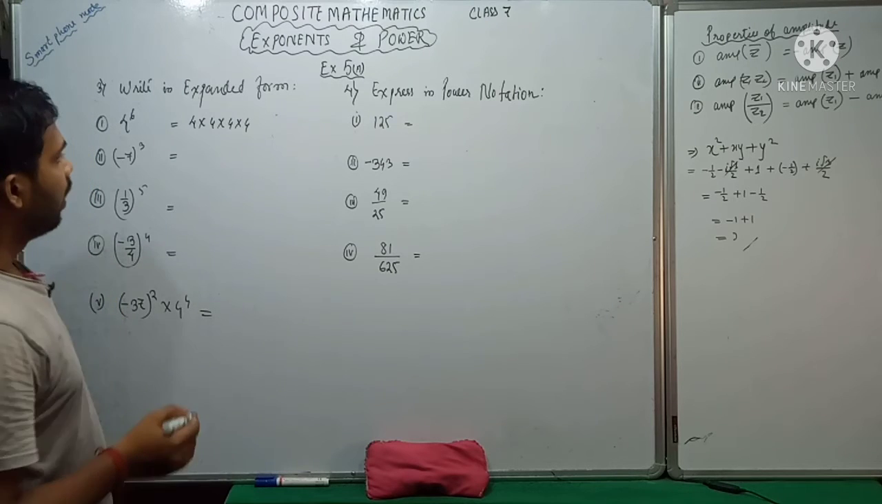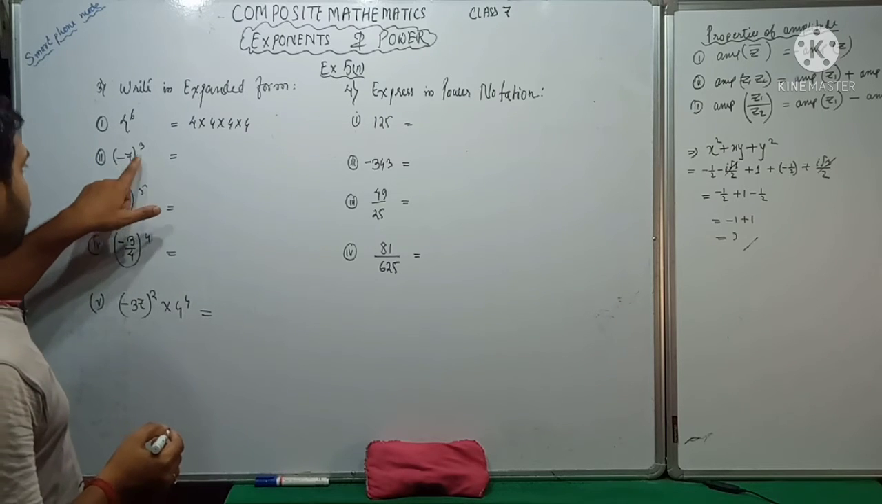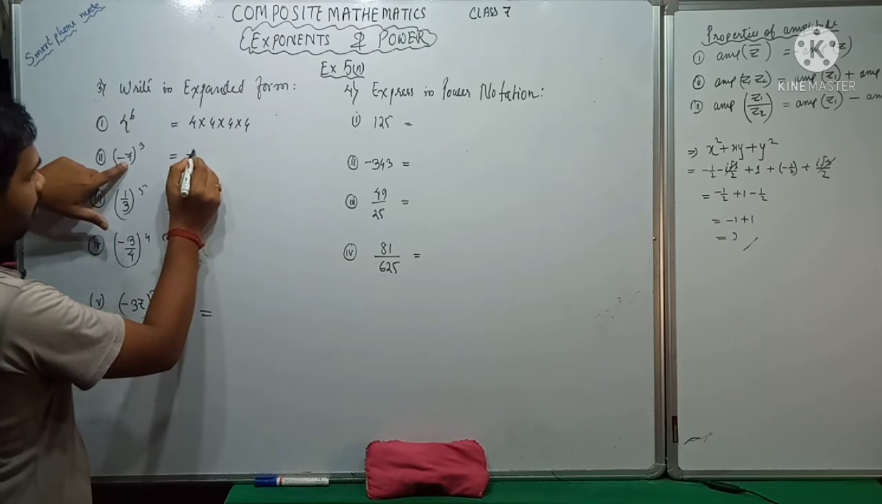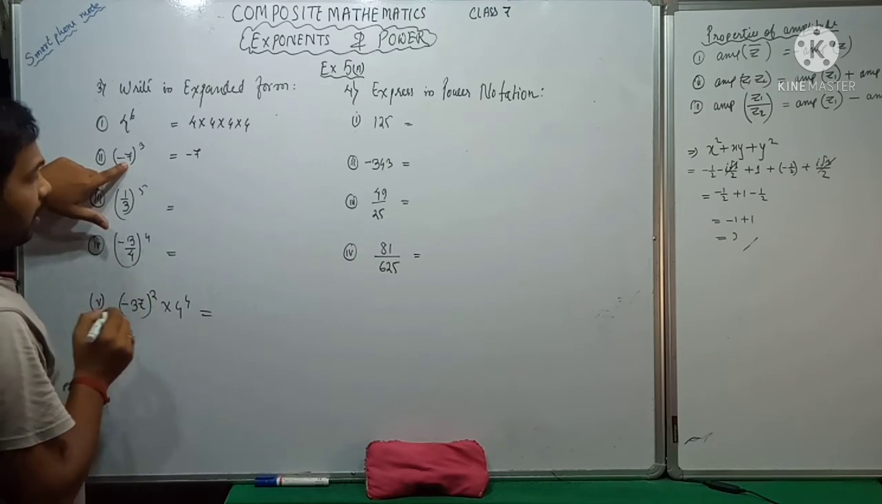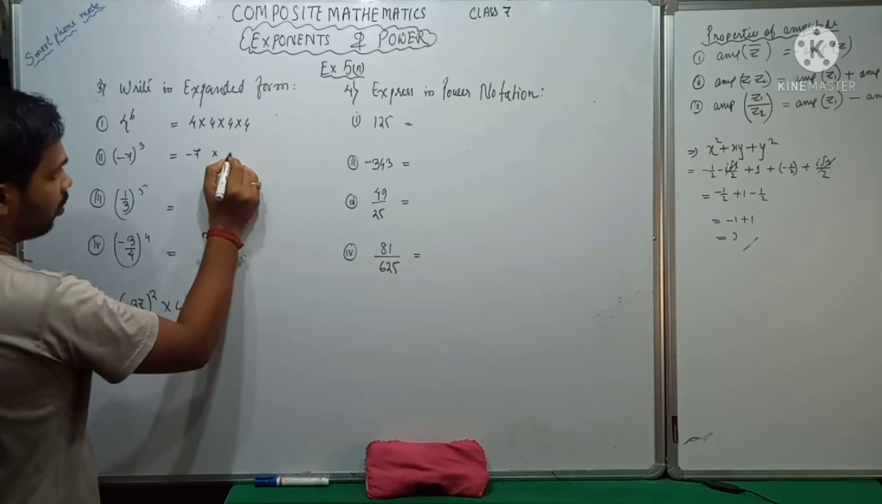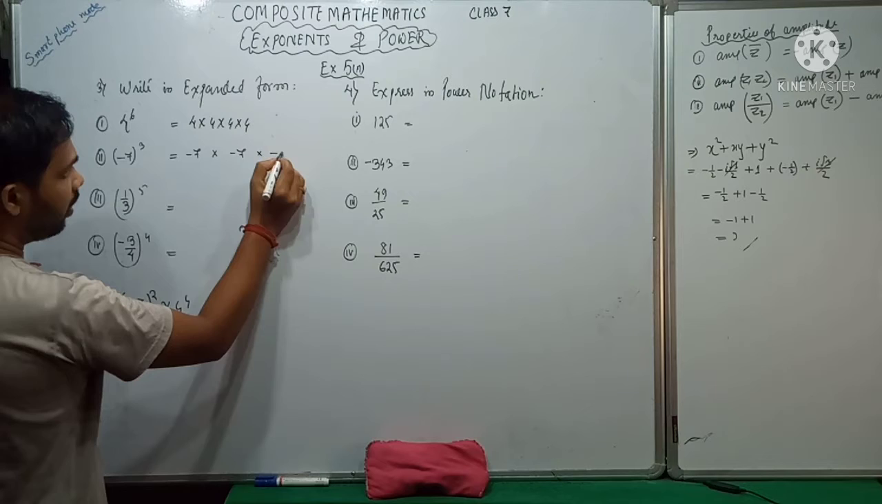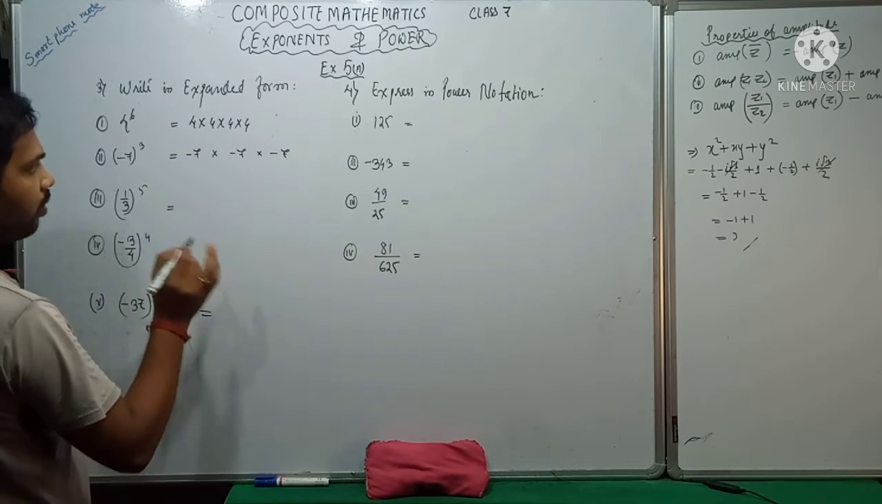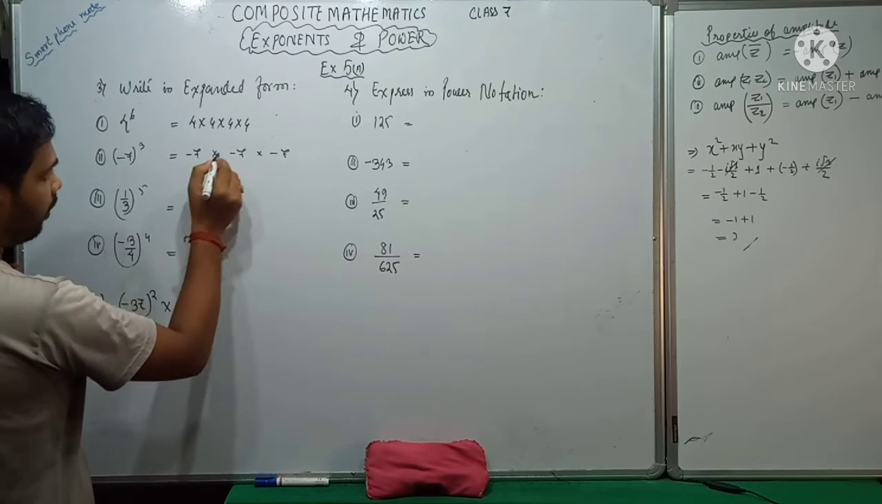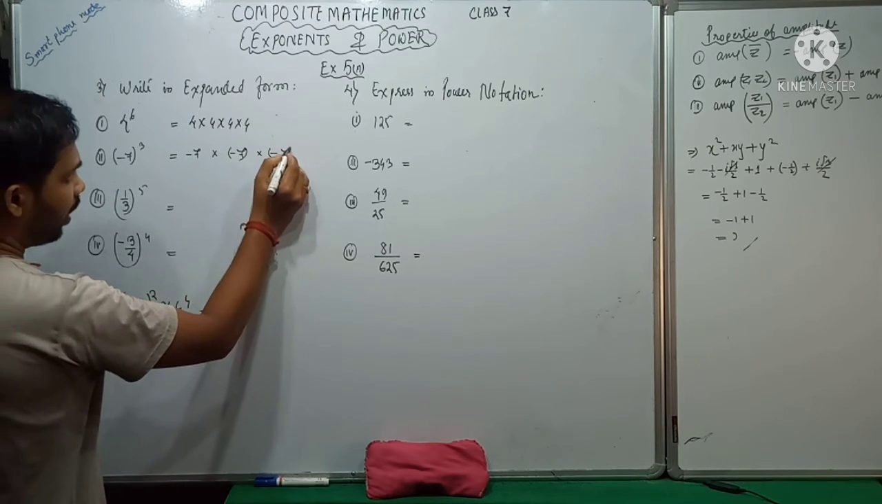Okay. Next question you see, minus 7 to the power 3. So minus 7 tells us which number I have to multiply, and 3 tells us how many times I have to multiply. So I have to multiply it 3 times. Okay. So easy only, you can do it very easily. Or if you are getting difficulty with 2 signs, then you can put brackets here also.